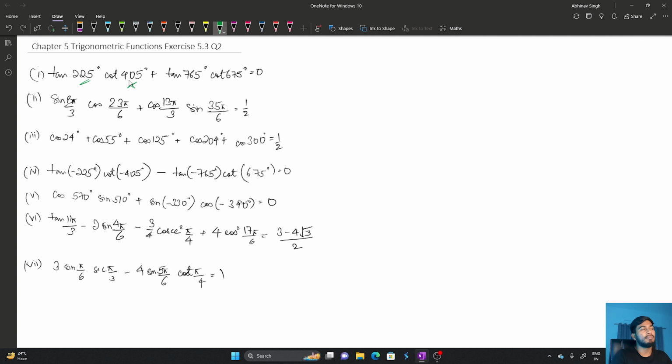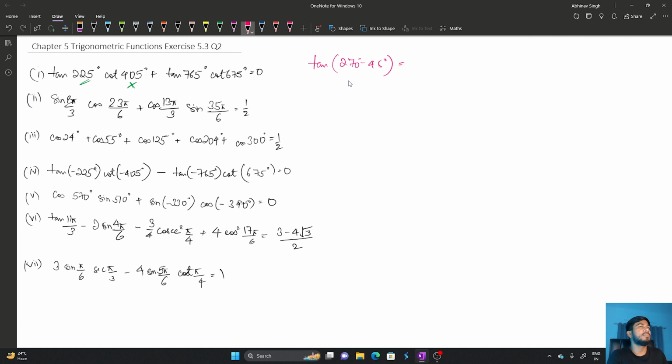And if you see 405 degrees, this can be written as 360 degree plus 45 degree. So that's the intuition that we will take, and we will solve these equations. So let's take the first one. It says tan 225. So tan 225, you can write it as 270 degree minus 45 degree. Now tan 3 pi by 2, 270 is 3 pi by 2 minus theta.